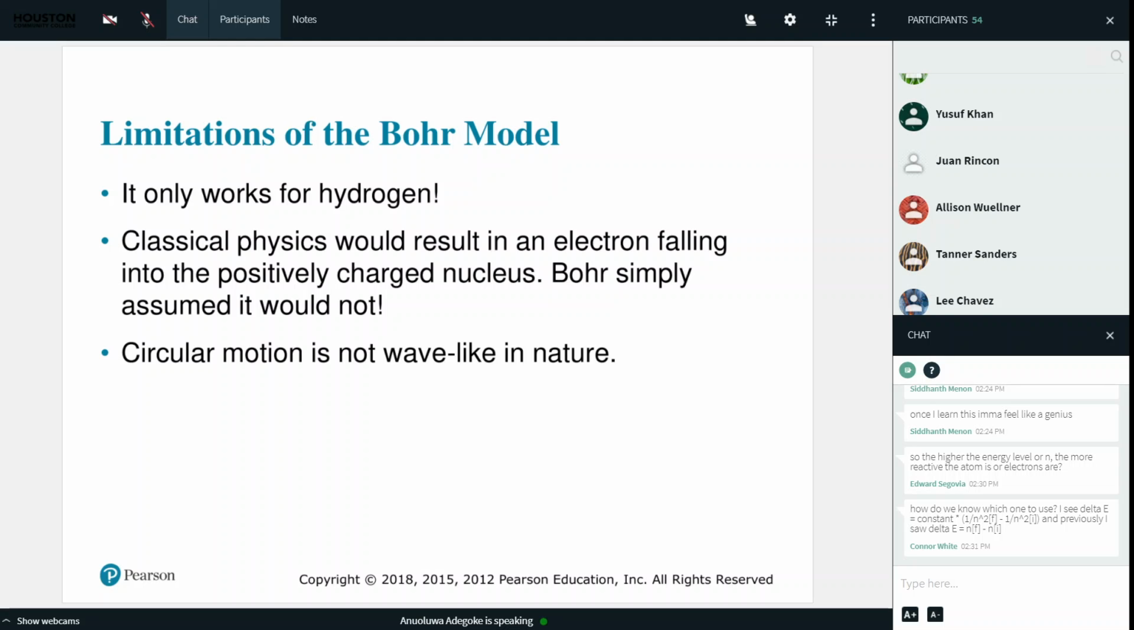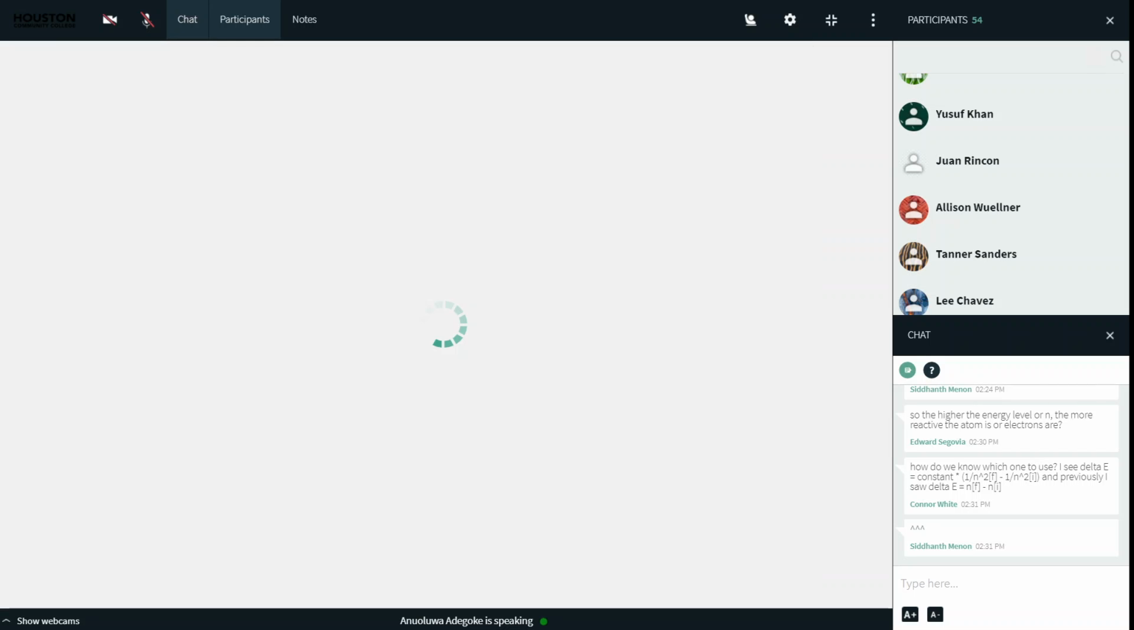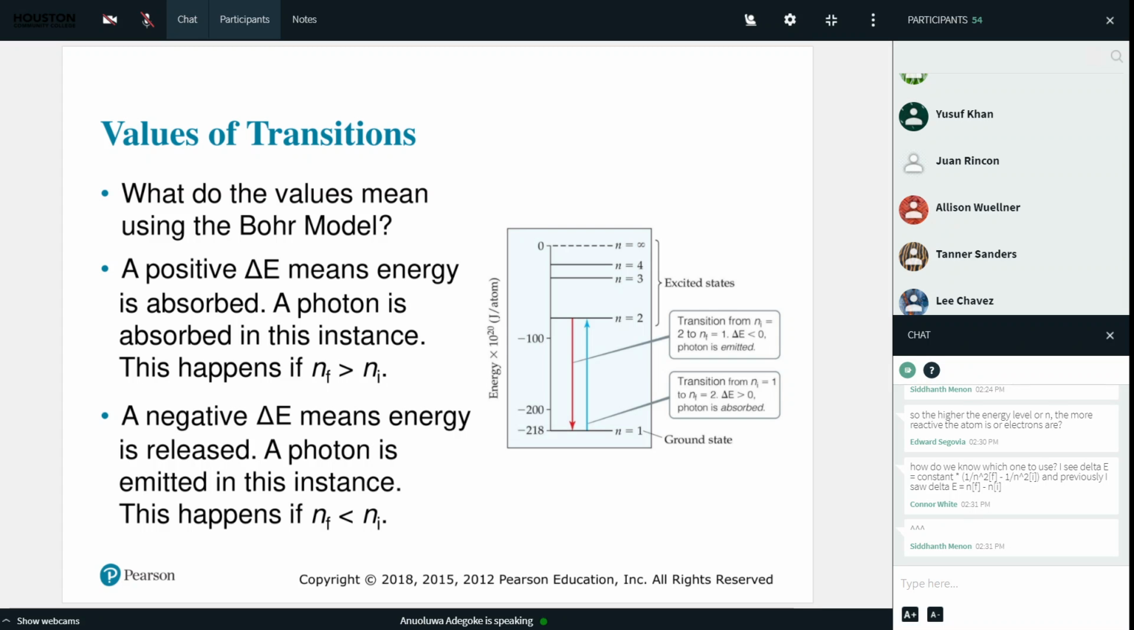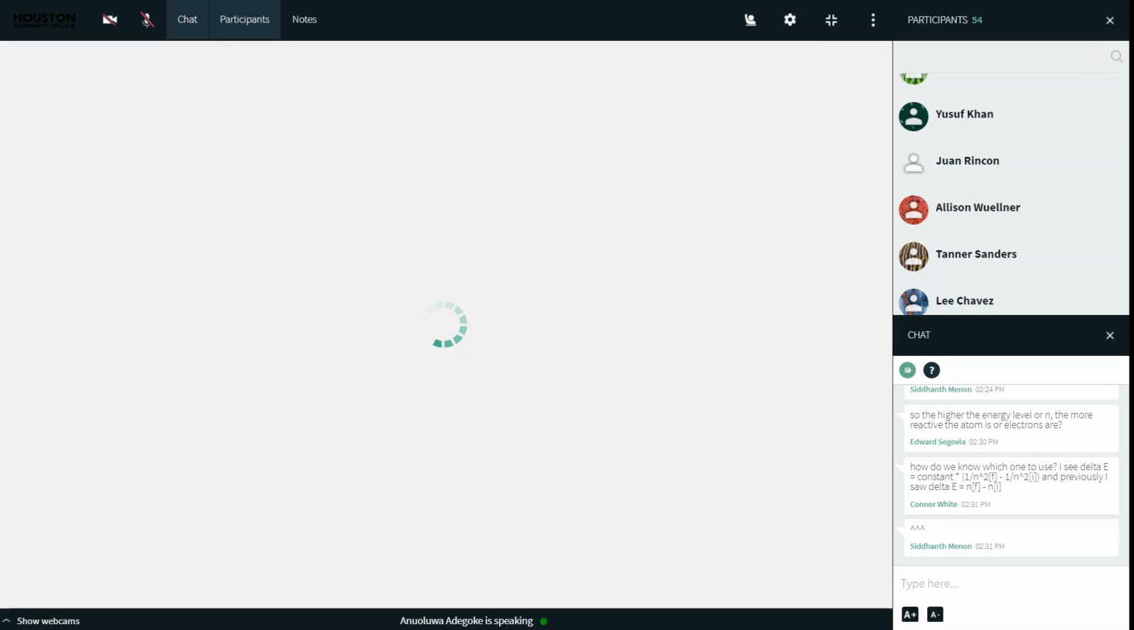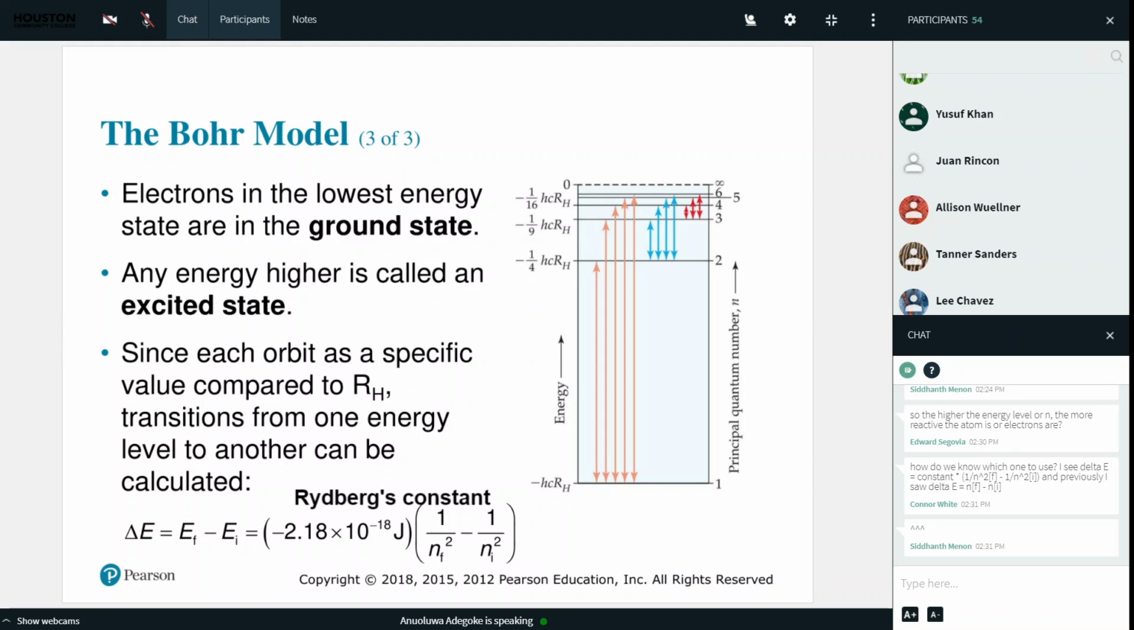So, limitations of the Bohr model. How you will know which one to use is that it will give you formula number 1, and then you will be given the ground state energy and the excited state energy. That one that I gave us first, let me go back there real quick. So basically the delta E equals NF minus NI.